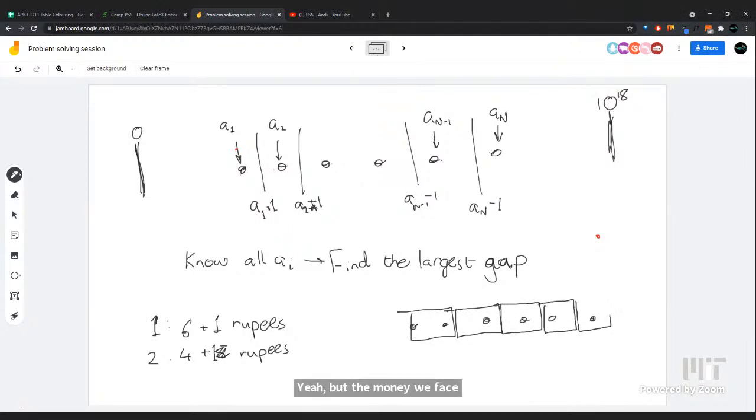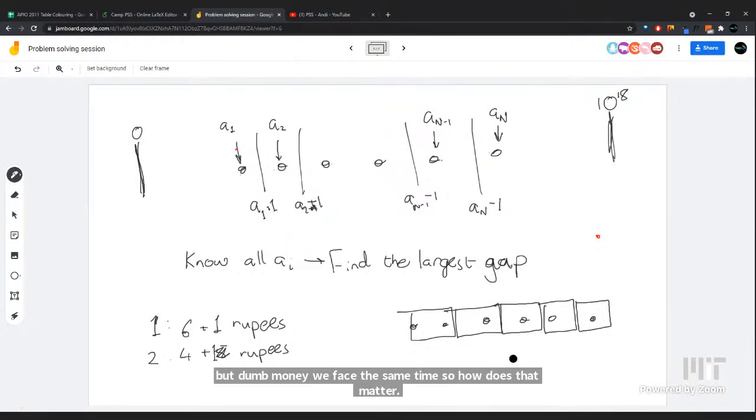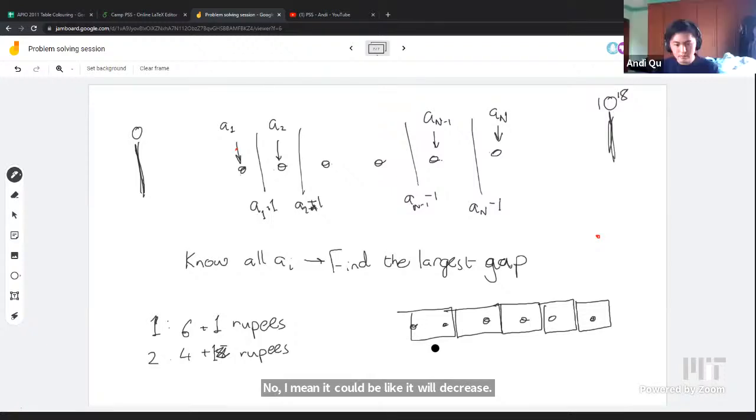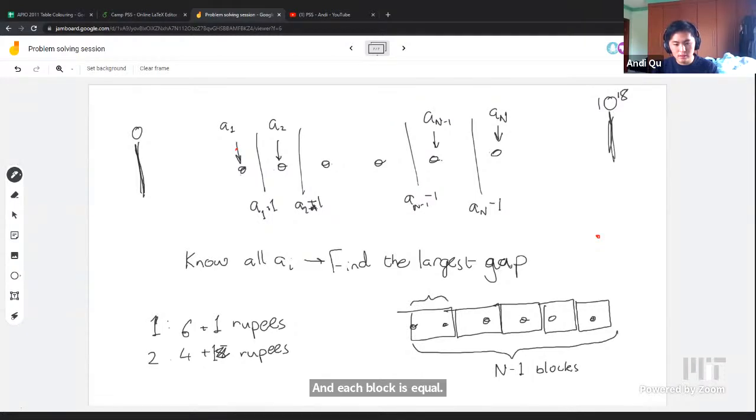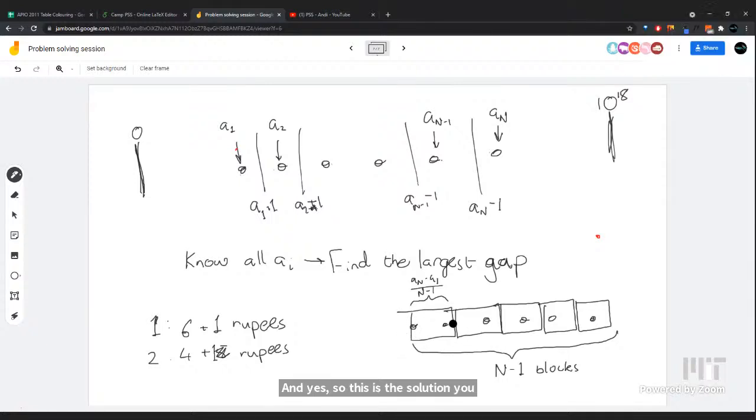So how does that matter? No, I mean it will decrease, because we're not doing +1 each time. There are n minus 1 blocks, and each block is equal to (an minus a1) over (n minus 1). So this is the solution. You basically query these blocks, because you know that the maximum gap must be between blocks.